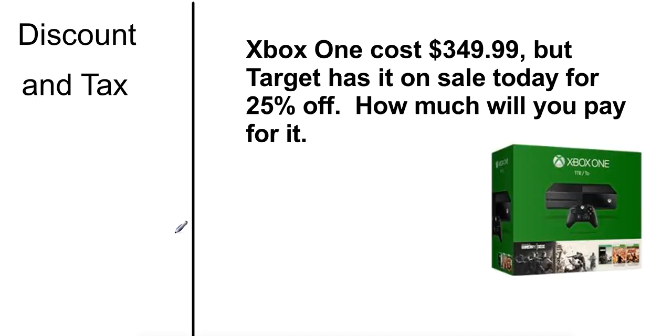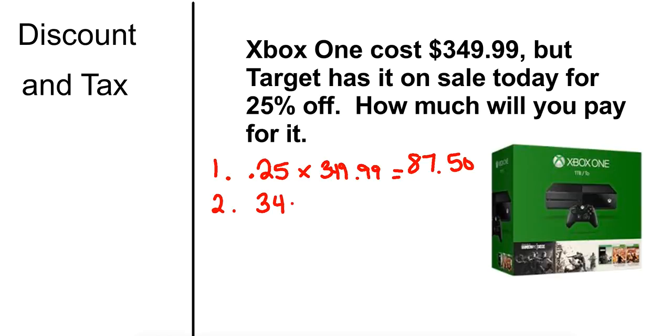All right, welcome back. Let's do it. I'm going to do it in 4 steps. Step 1, we're going to take 25%, 0.25 times my $349.99. 349.99 times 0.25 gives me $87.50. So that's how much I'm saving today. So I'm going to take my $349.99 and I'm going to subtract my $87.50. So $349.99 subtract $87.50 gives me $262.49.